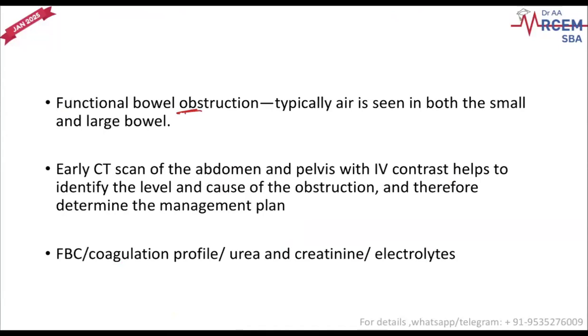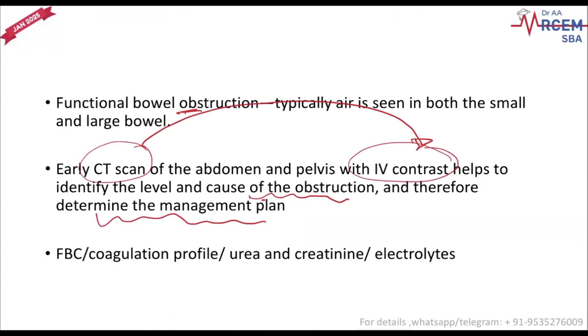CT scan is preferred. Whenever you're getting a CT scan done, it is the CT scan with IV contrast that is preferred, not a plain CT scan. A plain CT scan will not give you much of the findings. You will not know exactly what is causing the obstruction or at what level. That will not help you determine the management plan. So whenever you're planning a CT scan, always get an IV contrast CT scan done.